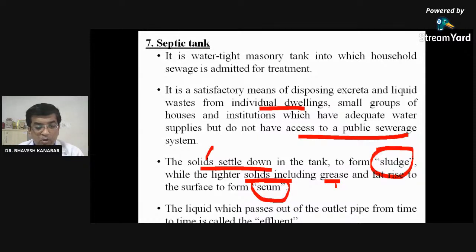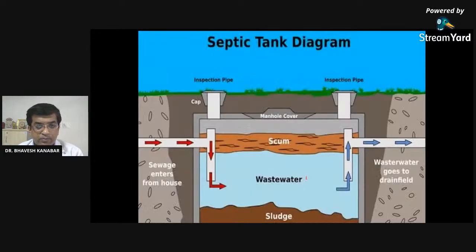The liquid that can pass out of the outlet pipe from time to time is called effluent. So three terms here in the septic tank: sludge is the solid part which is sedimenting downwards, scum which comes over the surface and is made up of grease and fat, and the effluent. Whatever liquid remains and passes from the septic tank to the public drainage system is called effluent.